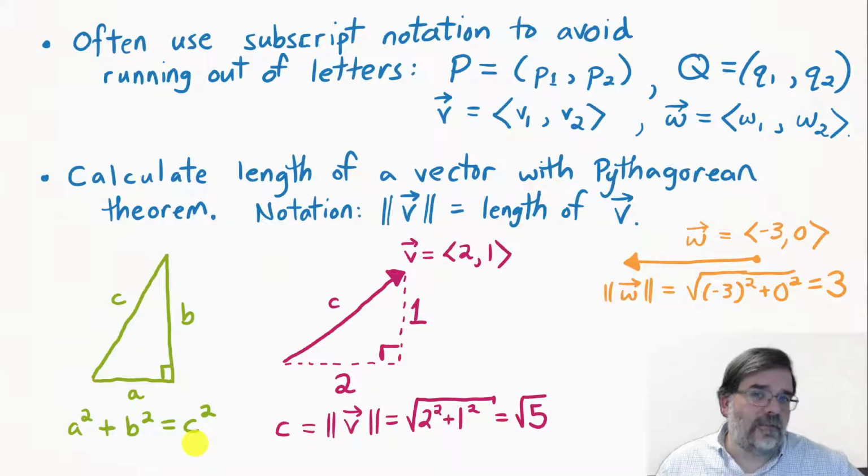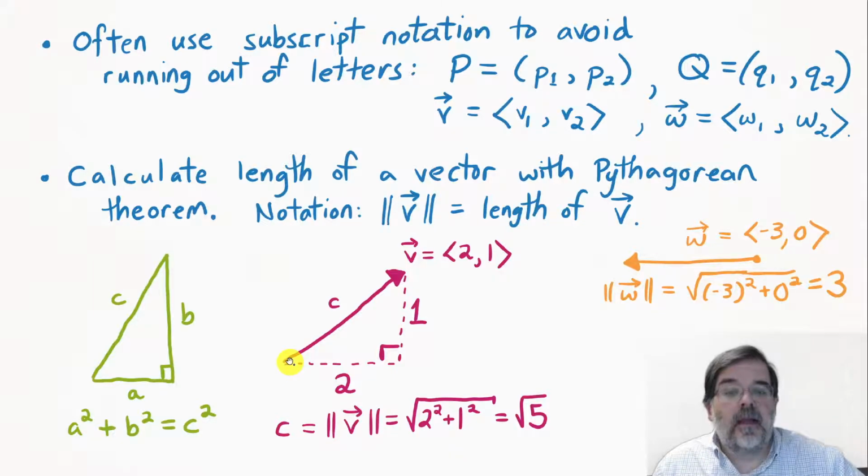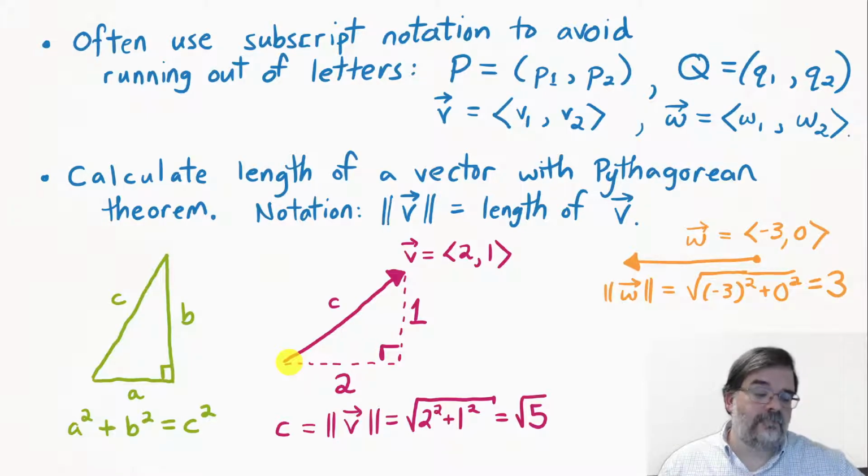Now, how does this help us figure out the length of a vector? Well, let's take a look at that vector from the previous slide. This is the vector v = (2, 1), which means that we move 2 units along the x direction and 1 unit along the y direction. If we draw in lines showing the displacement in each direction, what we have is a right triangle. And the length of the vector is the hypotenuse of that triangle. So to calculate the length of this vector, the components take the places of A and B in this formula.